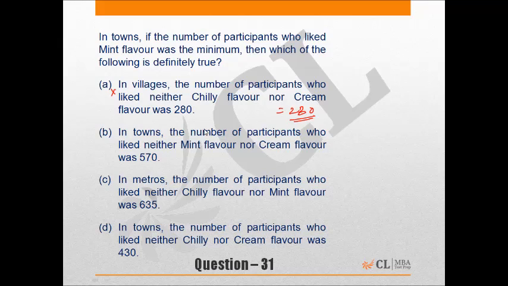In towns, the number of participants who liked neither mint flavor nor cream flavor was 270. As we do not know which option stands for cream flavor, it is not possible to calculate the given quantity uniquely. So nothing can be said about statement B, which means it cannot be stated as a definitely true statement.